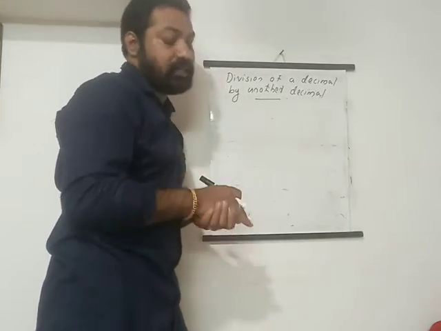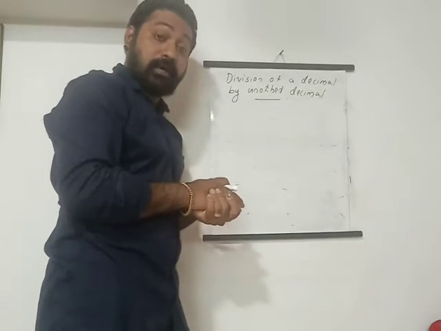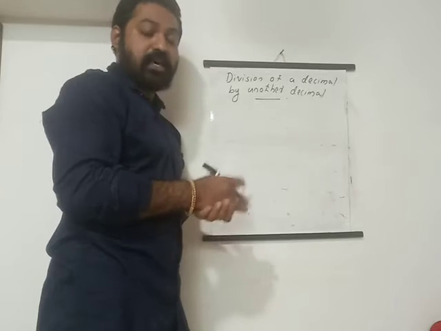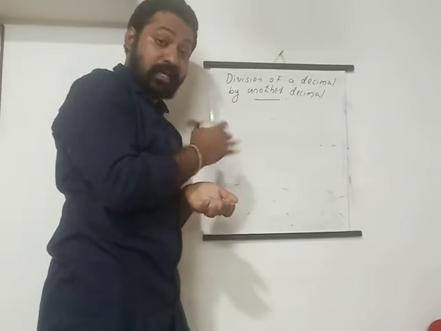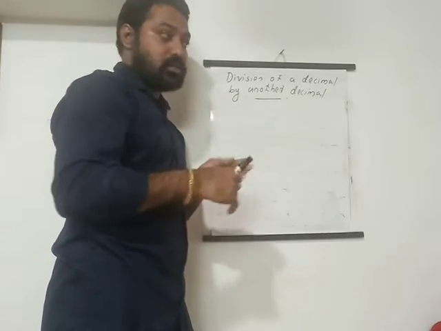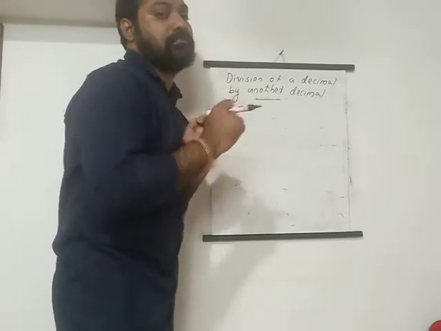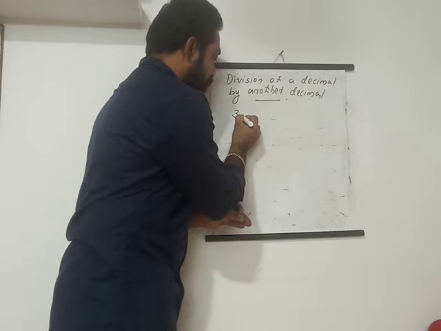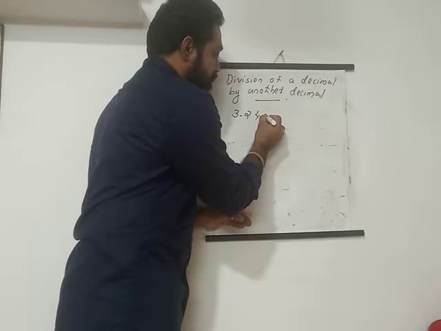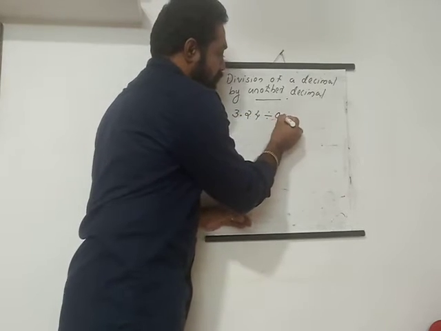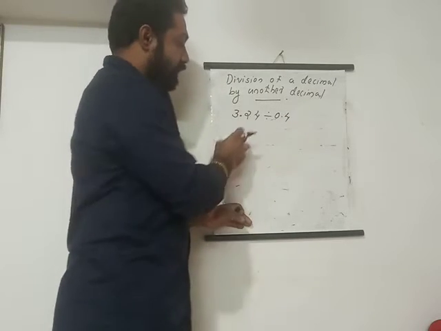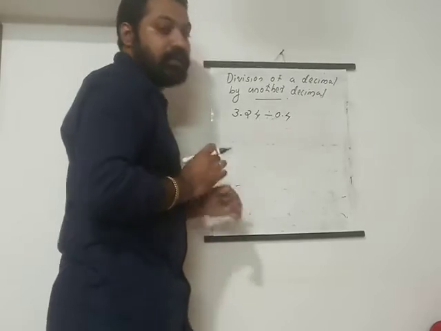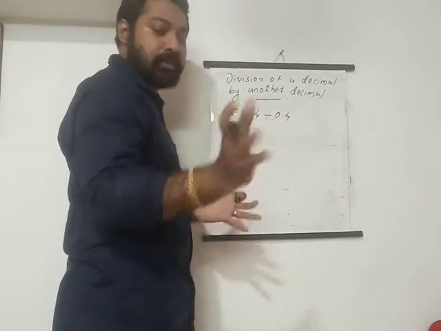We learned how to divide a decimal number by a whole number, and also dividing a decimal number by 10, 100, 1000 like that. And this is a decimal number by a decimal number itself. So how can we divide? I am taking two decimal numbers: 3.24 divided by 0.4. We need to divide 3.24 by 0.4. You can see that both are decimal numbers.